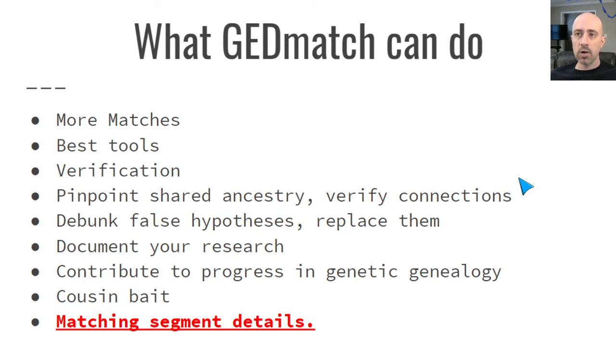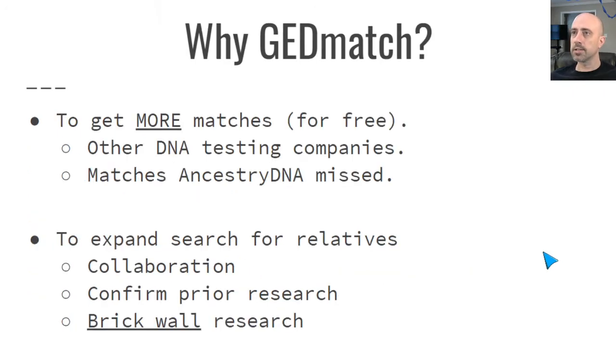So again, I'll say it over and over again. Matching segment details are one of the most important pieces of information that you'll get by going to GEDmatch, particularly if you've tested at a company that doesn't provide matching segment details. I'm mainly thinking about Ancestry, because Ancestry is really the only company that provides no matching segment details at all. Hopefully they'll improve that over time. But at this point, if you're one of the millions of people who've tested at Ancestry and at Ancestry only, you'll get some matching segment details at GEDmatch that really take things to the next level.